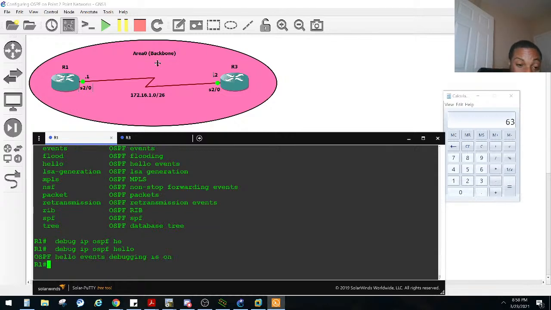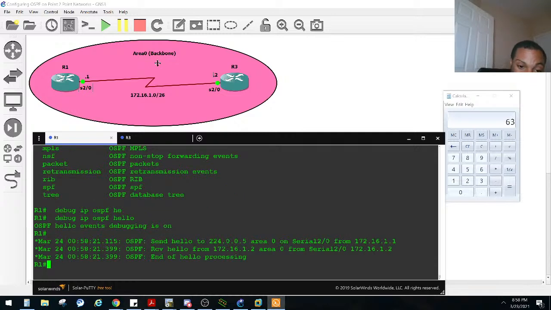So now I'm going to press enter. We'll see now the hello events, or the debugging, is turned on with that message right there, right? We're going to wait a couple seconds, see if he says hello to the old guy down the block. And look, boom, send hello. And then we receive the hello. And then the end of the processing, right? That's every how many seconds right there?